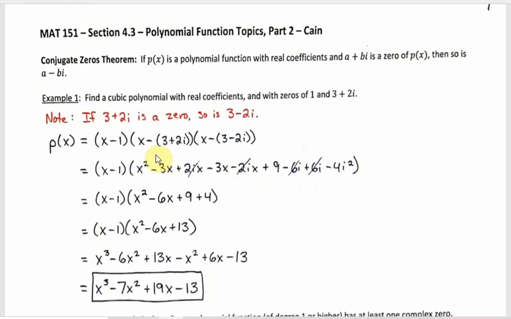So it's the minus the quantity 3 plus 2i times minus the quantity 3 minus 2i, which would be the same thing as 3 plus 2i times 3 minus 2i, and you have to FOIL that. So 3 times 3 will give you the 9. The outer, which would be 3 times negative 2i, is minus 6i. The inner, which is 2i times 3, is 6i. And the last, the 2i times negative 2i, is negative 4i squared.